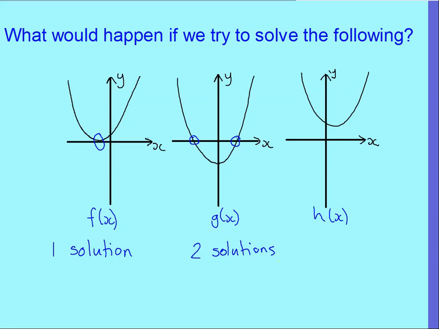And this one we would get an error. We wouldn't be able to solve it. We'd end up trying to square root a negative. That doesn't work unless you use imaginary numbers. That's for another video. And this would be zero solutions. So as mathematicians, we wanted a way of identifying what will happen before we even try to solve it.